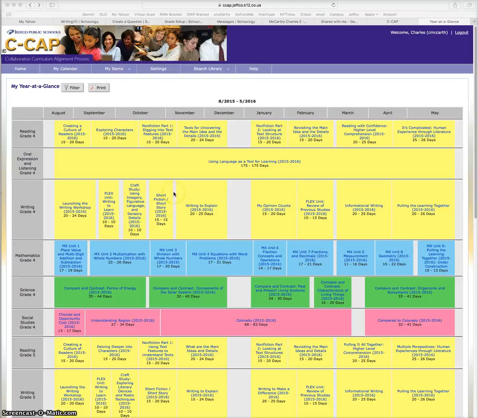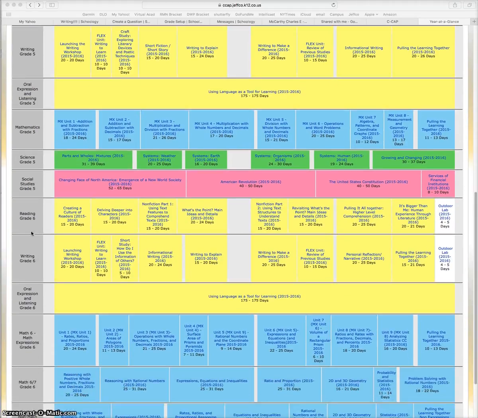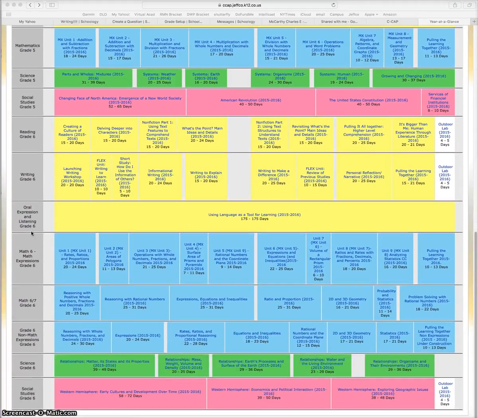Okay, here's a quick look at CCAP. What I had to do is set this up, and I kind of have to do it every year because I switch these units around. But here's grade 4 reading. You can read all that. Mine is much more complicated than most teachers because I have 4th, 5th, and 6th grade.